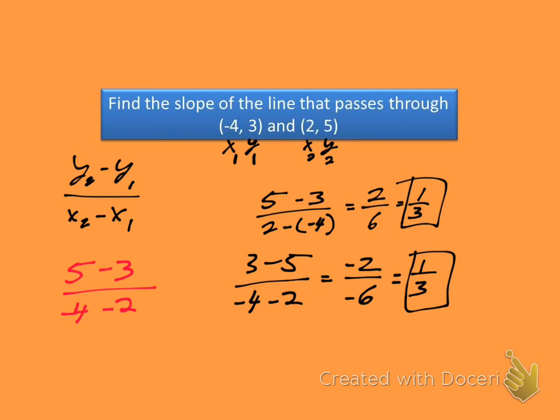You have to stay consistent with your points. If you use the second one's y first, you have to use that x first. If you use this one's y first, you have to use this one's x first. You can't crisscross or flip-flop which one you put first. It doesn't matter which one you put first, as long as you do it with both the top and the bottom.